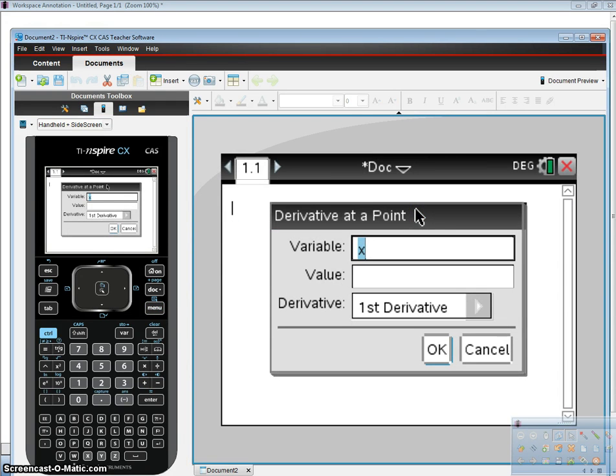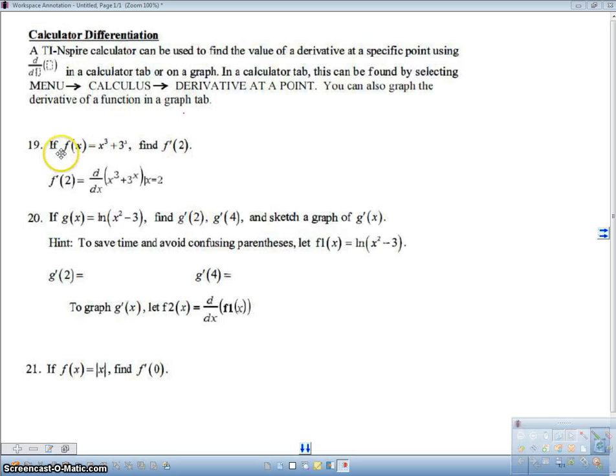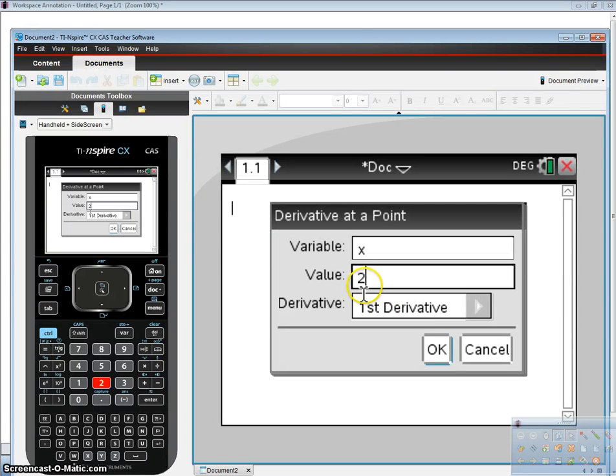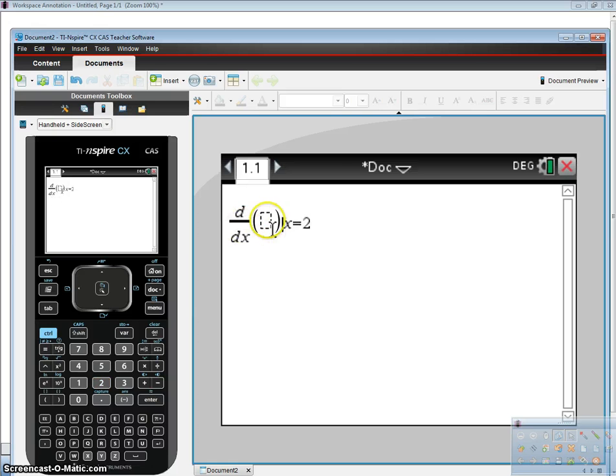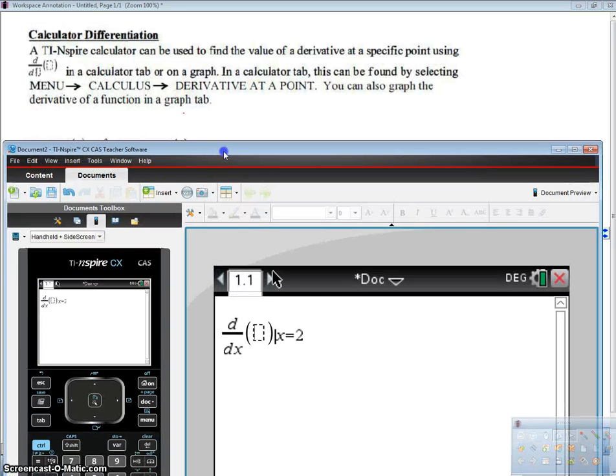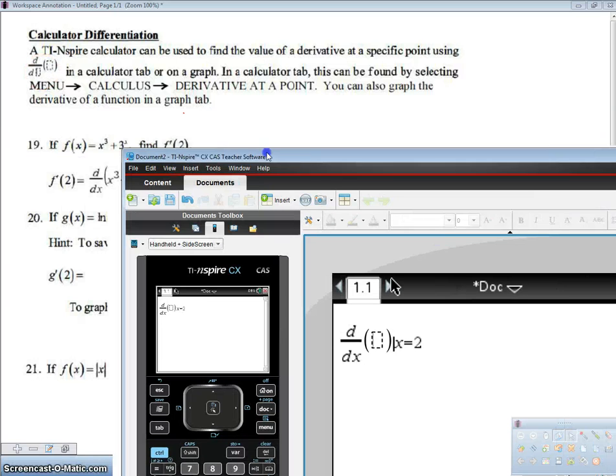So we're going to give it our variable. We want to tell it what value that we want. So on my problem that I have here, we're going to do number 19 here. We want f of x equals x cubed plus 3 to the x. Find f prime of 2. So my value is going to be 2. Okay, so I'm going to put a value of 2. I want the first derivative. I hit OK. Okay, now it pops up just like I had mentioned, what it's going to look like.